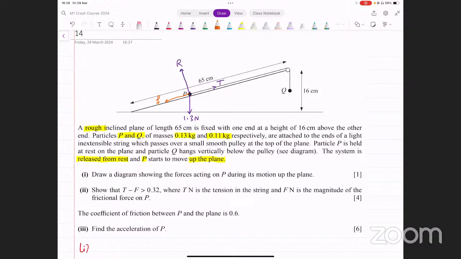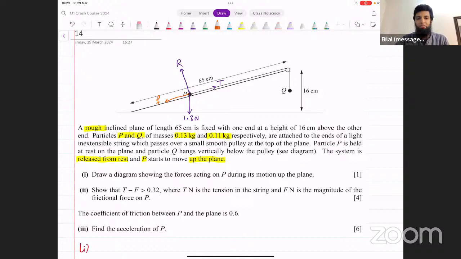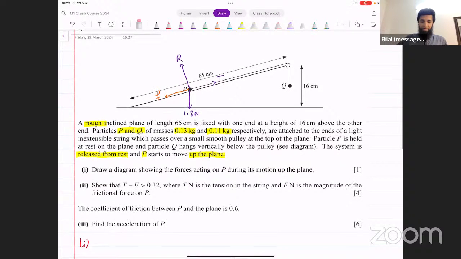Now it says show that T minus F is greater than 0.32, where T is the tension in the string and F is the magnitude of the frictional force on P. T minus F has to be greater than 0.32. Now, the particle is moving up the plane. Since the particle is moving up the plane, its forward force has to be greater than the backward force, right? The forward force, T, has to be greater than the backward force, which is friction. Now, this is saying the difference between T and F should be greater than 0.32.